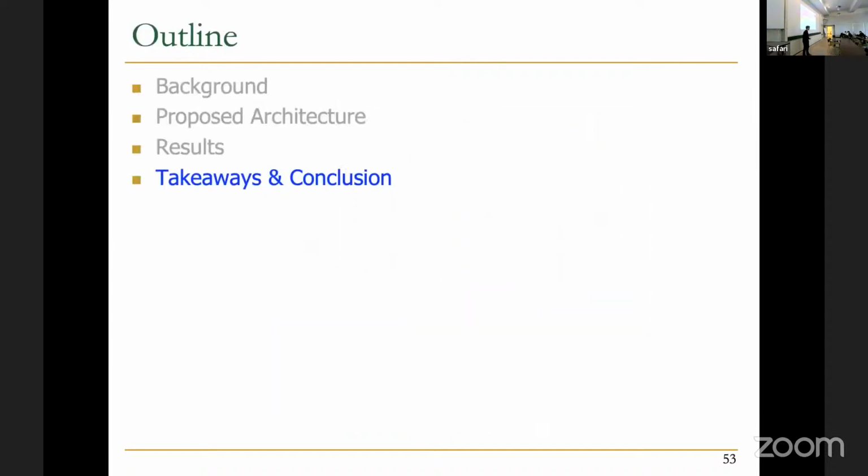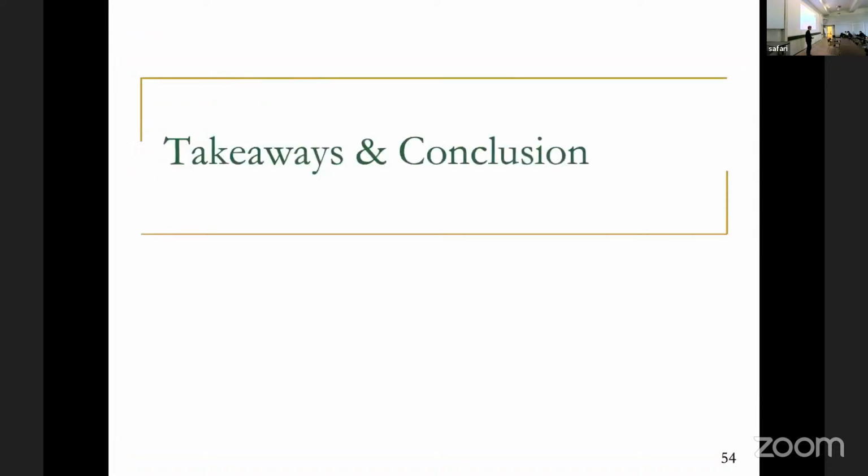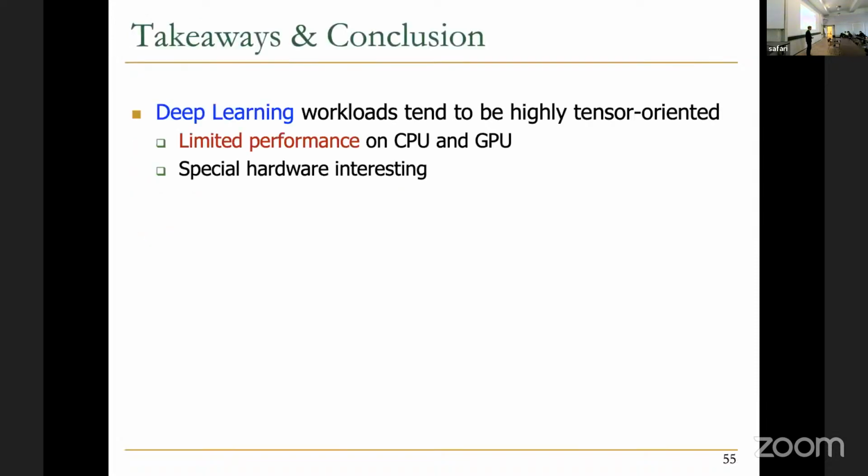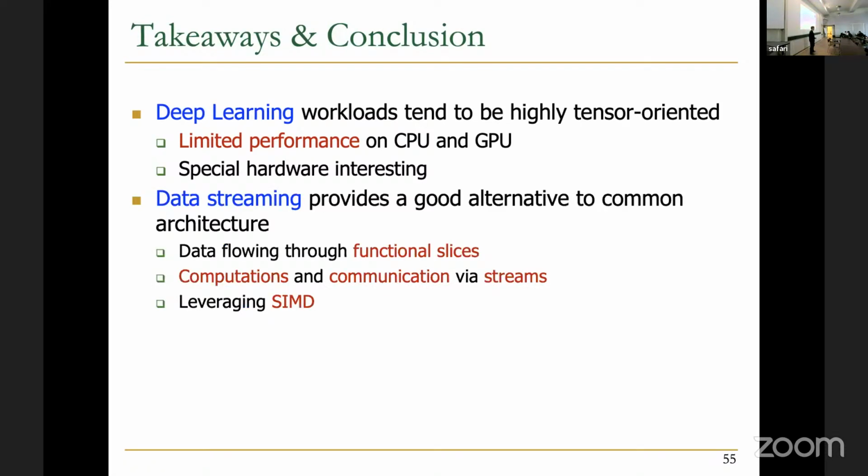Okay, so now let's take a look at the takeaways. First of all, deep learning workloads tend to be highly tensor oriented, and tensor operations have limited performance in CPU and GPU. So special hardware is really interesting. Data streaming provides a good alternative to the common architecture.